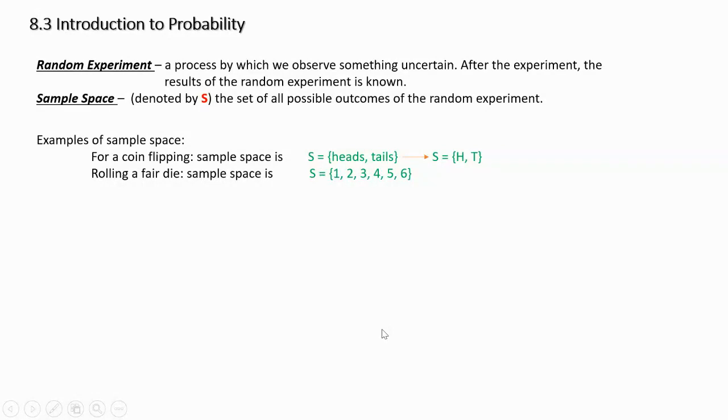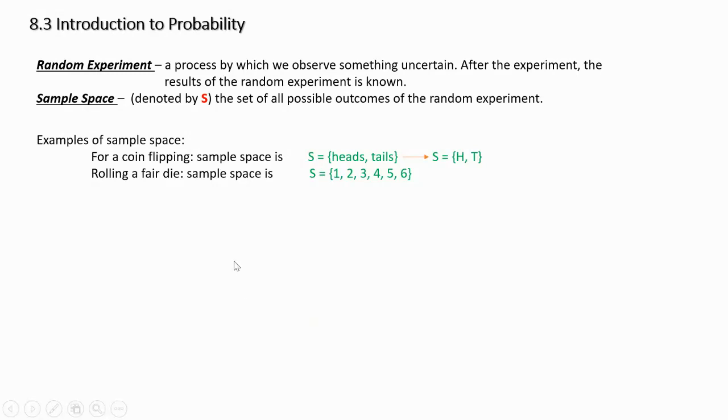Now comes 8.3. This is called Introduction to Probabilities. Random experiment. A random experiment is a process by which we observe something uncertain. After the experiment, the result of the random experiment is known.